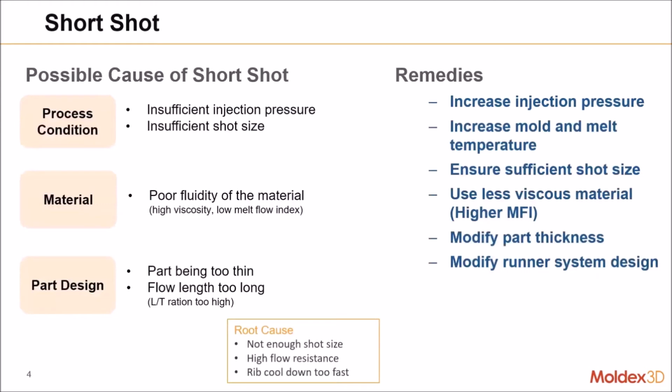So the root cause of short shot can be not enough shot size. That means that there's not enough material being injected into the cavity, or high flow resistance, which makes it difficult for the melt to reach every corner of the cavity. Or it can also be because the rib or some other thin area cooled down too fast.